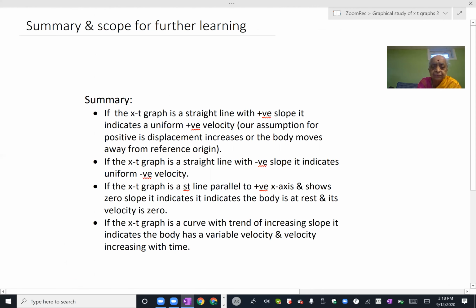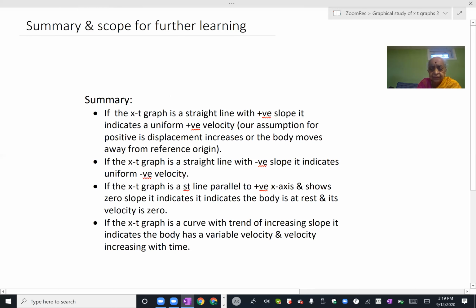If the x-t graph is a straight line parallel to the positive x-axis, it shows zero slope, in other words, no change in the y coordinate, and it implies that the velocity is zero. Another way we extend our argument is that the body is at rest and its velocity is zero. If the x-t graph is a curve with a trend of increasing slope, I have not talked about the decreasing slope for some reason of some complexity that may arise. I don't want to start putting some confusion in the beginning itself.